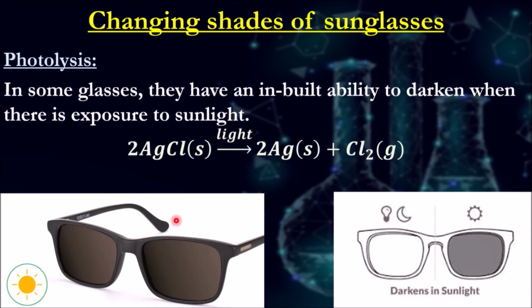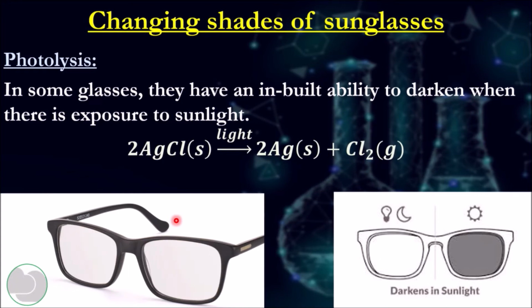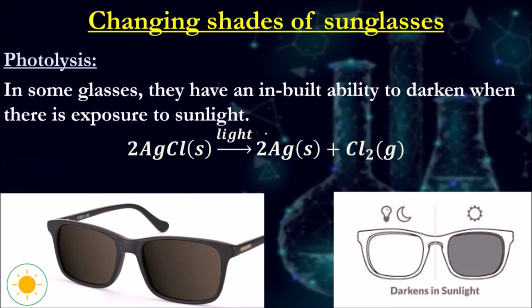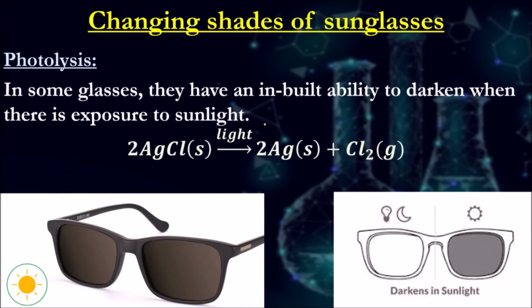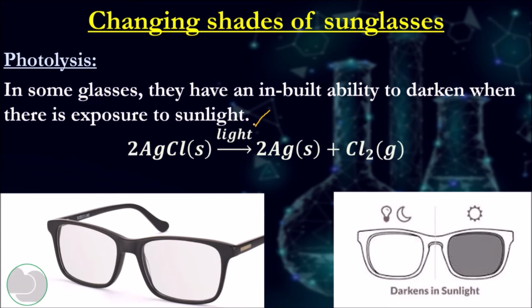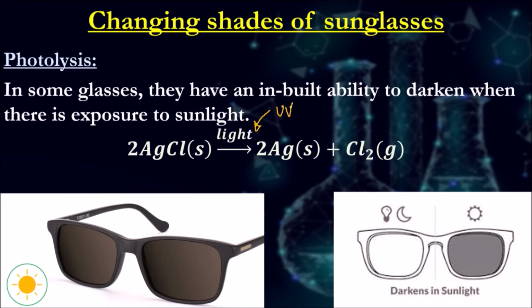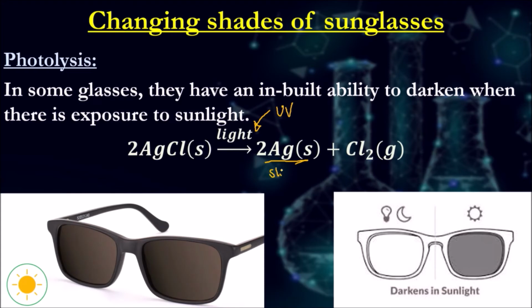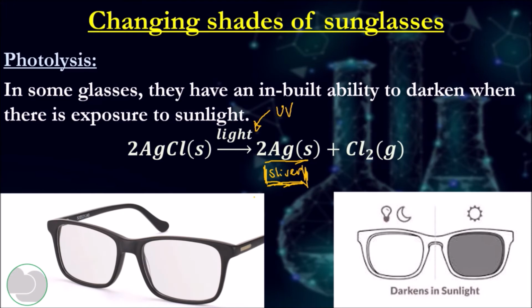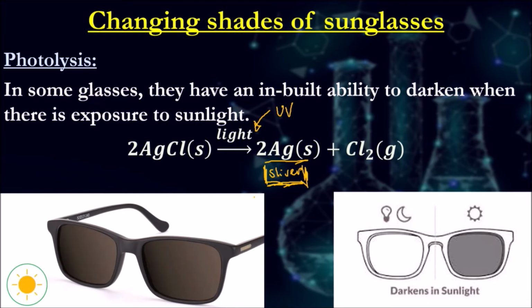So that's why when you're not outside exposed to UV radiation, and I do want to highlight, when we say light, we actually mean UV radiation here. So I'll just quickly fix that. Okay. And so that causes the darkening. Now, the darkening process is caused by the production of silver. So that's where the darkened color comes from.